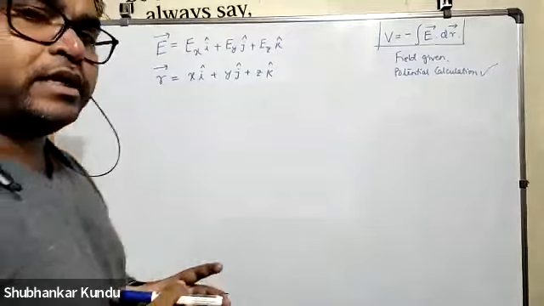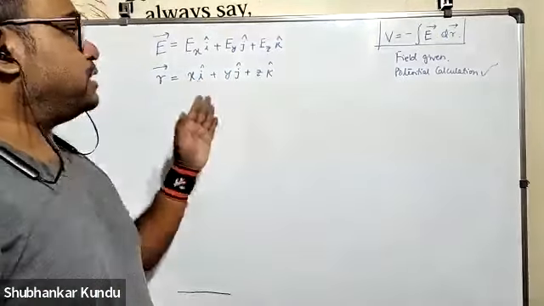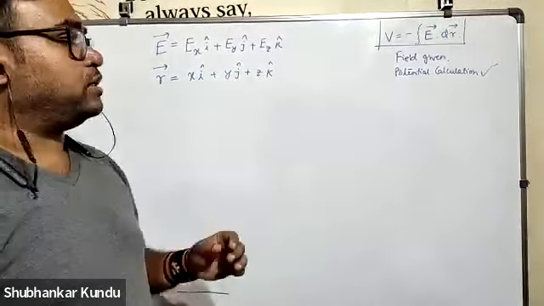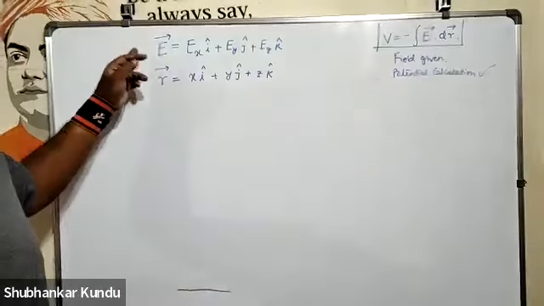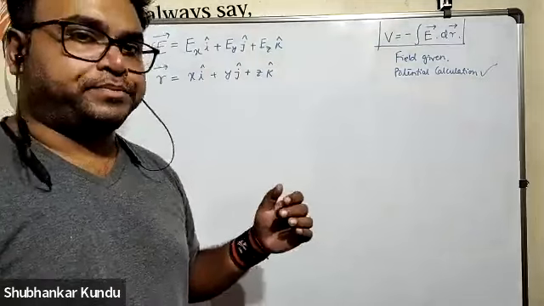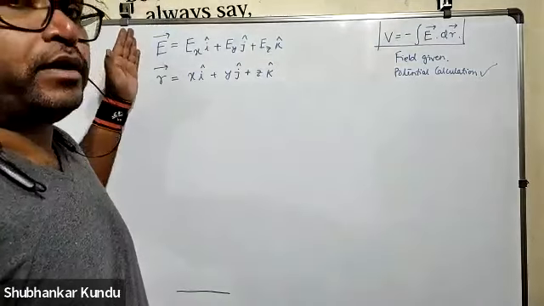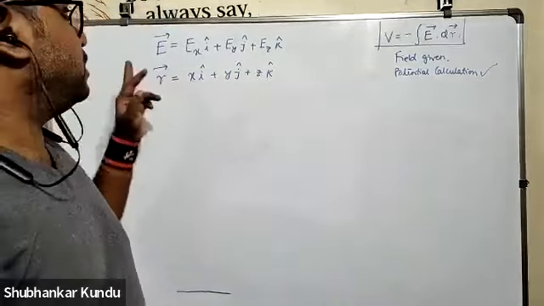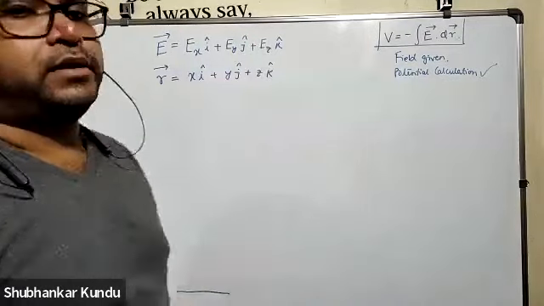Displacement can be in all these three directions: x, y, z, along x, x i cap, along y, y j cap, along z, z k cap. And the electric field along three directions: Ex i cap, Ey j cap, Ez k cap. This is the way to represent a vector in all these three directions: electric field vector, displacement vector.